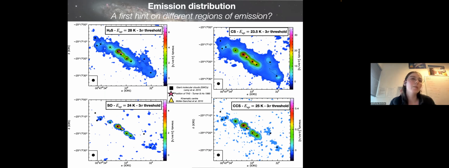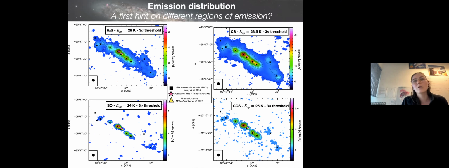So here you have moment zero maps for one transition for each of the sulfur-bearing species, H2S, CS, SO, and C2S. The upper energy levels of the transitions are more or less the same, so that we can see the distribution without any bias about the excitation conditions. In each of these moment maps, you have the position of the giant molecular clouds that I presented to you before. The black hole is supposedly at the star position, and the triangle is where the kinematic center of the galaxy has been detected.